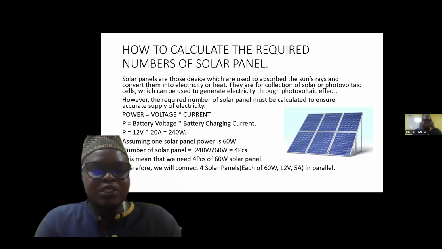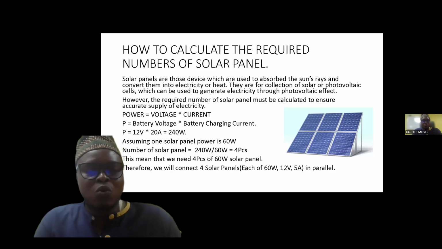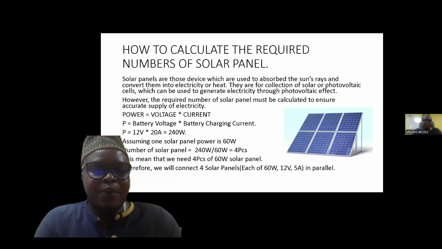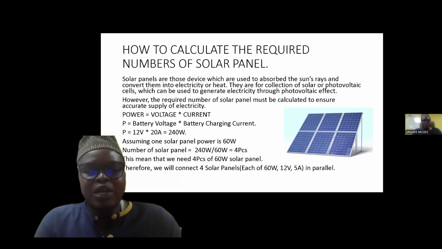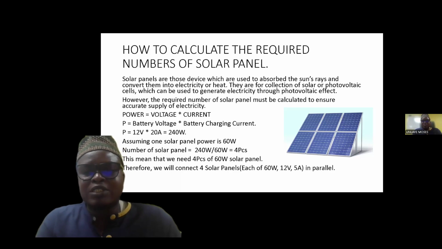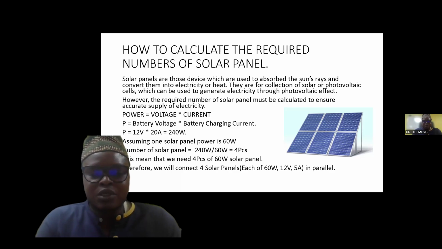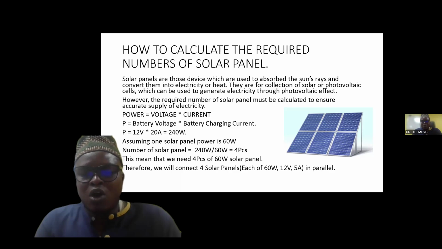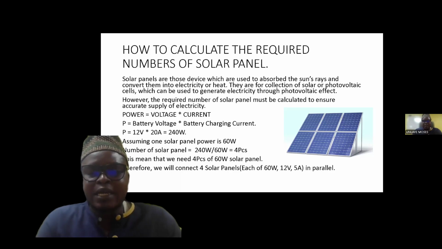So assuming you purchase the solar panel in this scenario of 60 watts, for you to know the number of solar panels, you have to divide the power rating required, which is 240 watts, by 60 watts, which will give you 4. That is to say, we need 4 pieces of 60 watt solar panels to ensure the effective operation of this residential load of 800 watts. And for you to do this effectively, all solar panels must be connected in parallel.